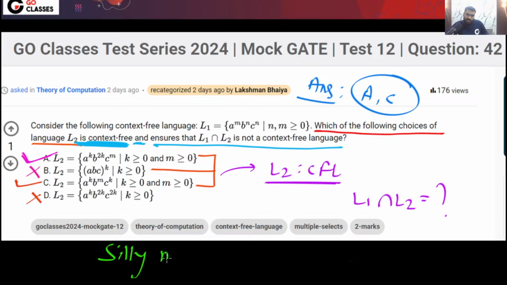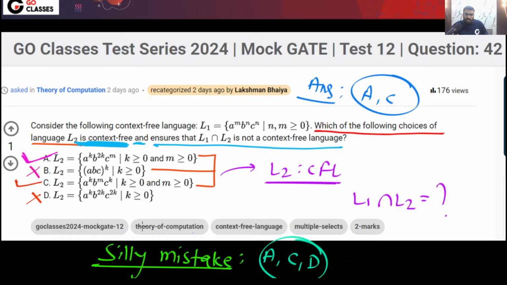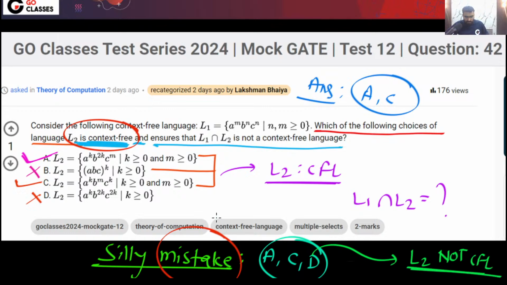Okay, let me write it here. The silly mistake is, if you are saying that the answer is ACD, this is a silly mistake. Why? The reason is, the question is asking that L2 must be context free. Remember, in option D, L2 is not CFL.